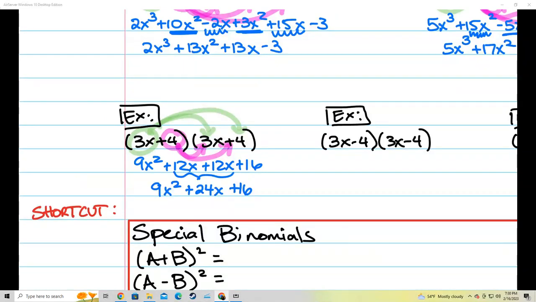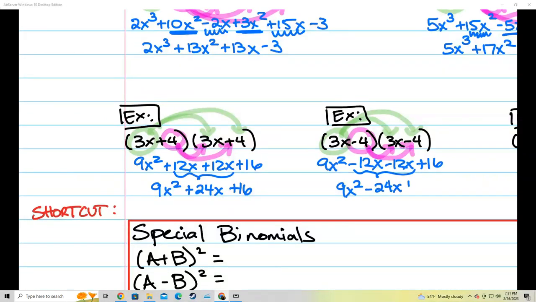All right, let's move on to the next one, see what that one looks like. We're going to do the exact same thing. I'm going to go ahead and distribute the 3x. 3x times 3x is still 9x squared. 3x times negative 4 is a negative 12x. Negative 4 times 3x, that's going to give me a negative 12x. And then negative 4 times negative 4, that's going to give me a positive 16. Just like last time, I can combine the ones in the middle. Unlike last time, though, when I combine negative 12x with negative 12x, that gives me a negative 24x plus 16.